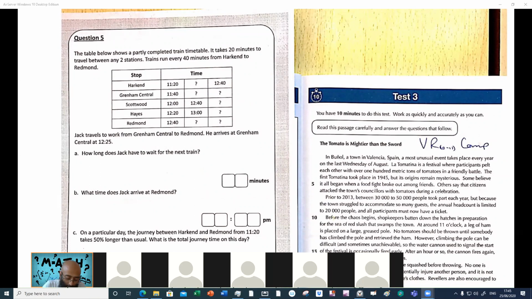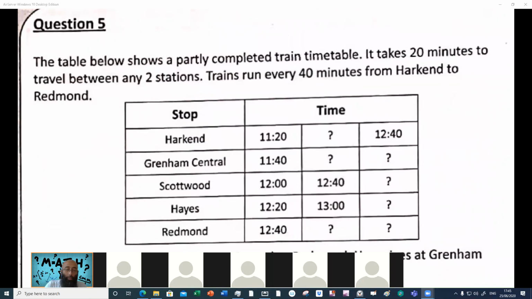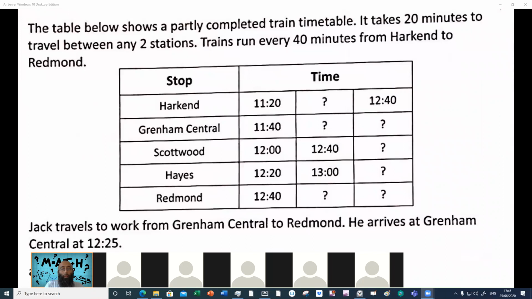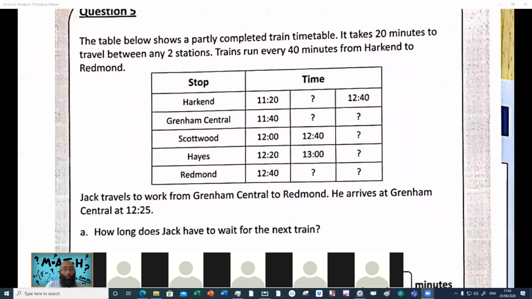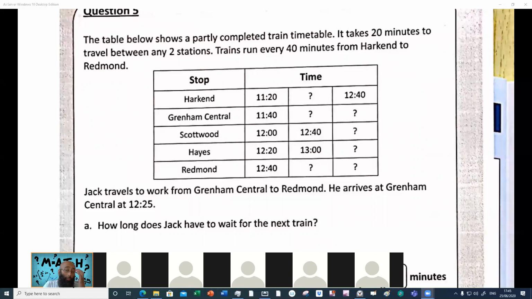Right. The table below shows a partly completed train table. It takes 20 minutes to travel between any 2 stations. Trains run every 40 minutes from Harken to Redmond. Okay, let's put that information on there. So from here to here, we're going up in 40s. And then from here to here to here, we're going in 20s. So that's between each station. So this is 40 here. Okay, good. Next.